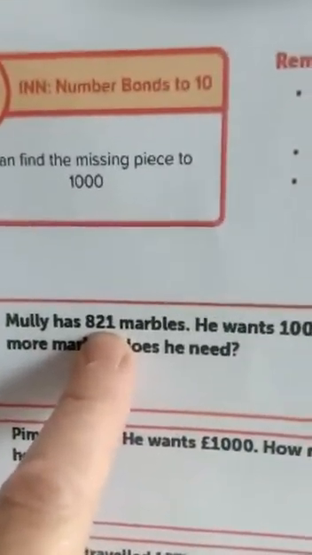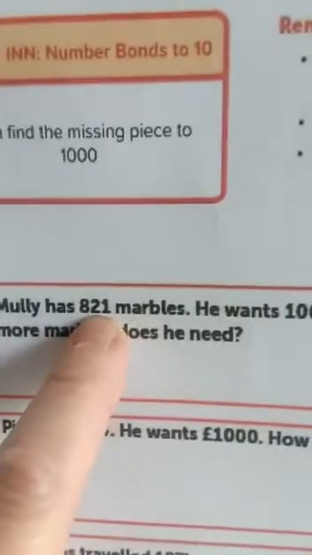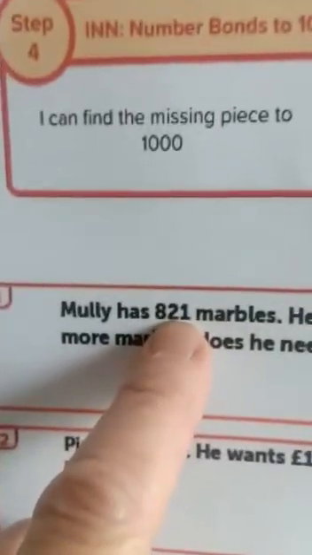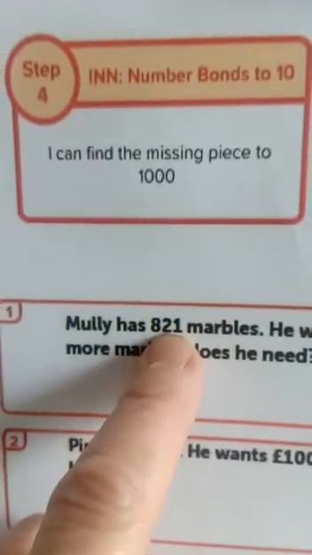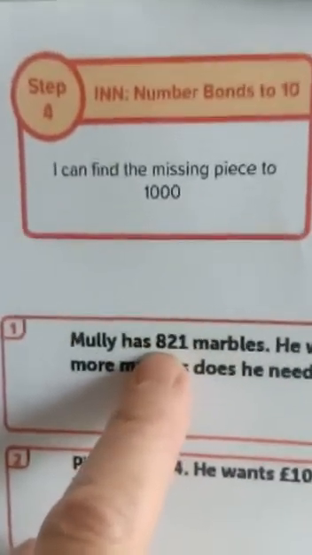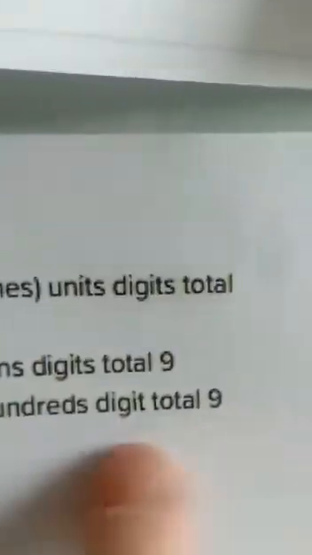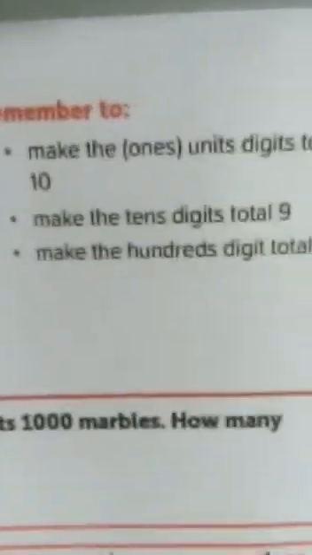Remember, make the 1s units total 10. Make the 10s units total 9. So how many more do you need? From 2 10s up to 9 10s. And then 8 10s up to total 9. There's one more 100. So what's the answer?